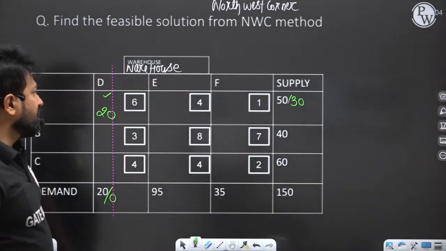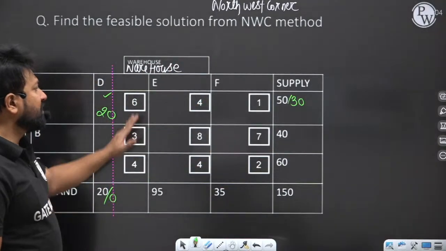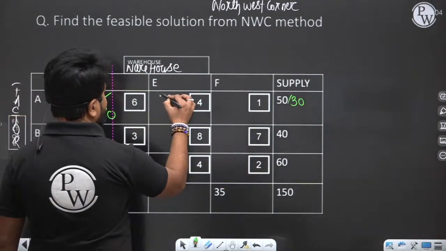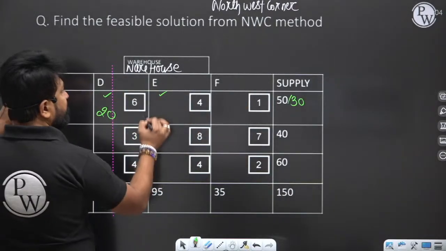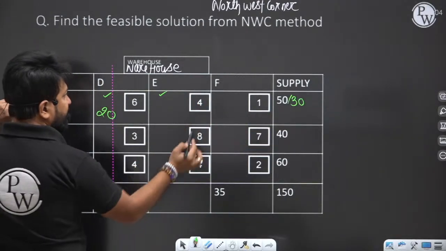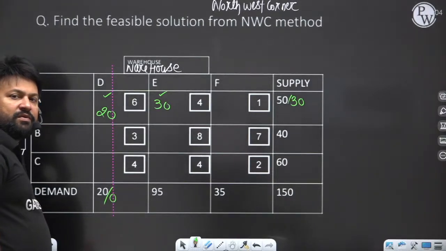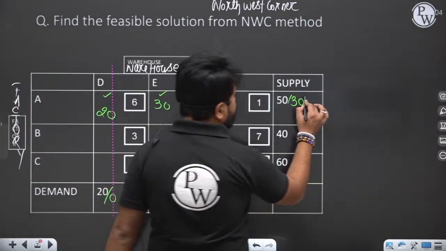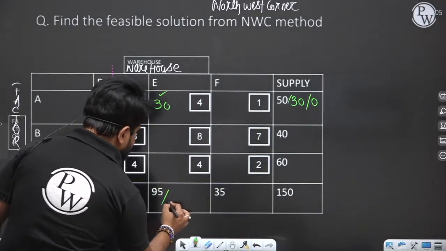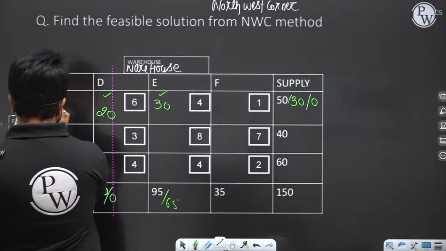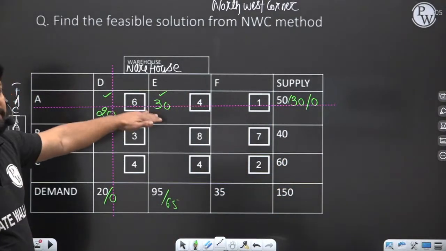Now select the northwest unallocated cell. The northwest unallocated cell will be again this, right? E demands 95 and A will supply to E. A can supply 30, E demands 95, so 30 we are going to supply, my dear. So here supply becomes 0 and here it remains 65. So here the A supply is finished, so eliminate this row, right?